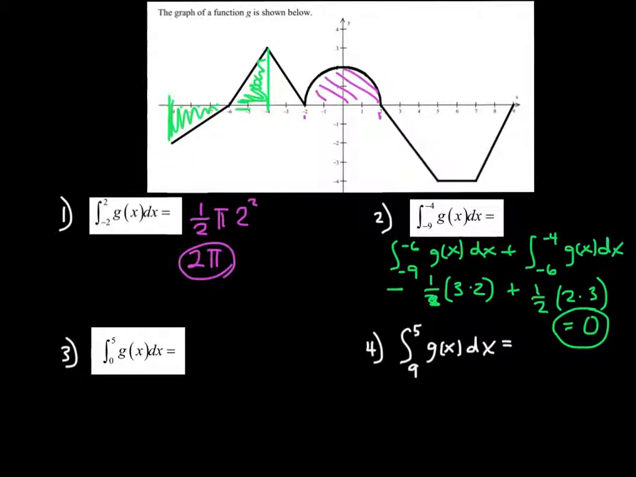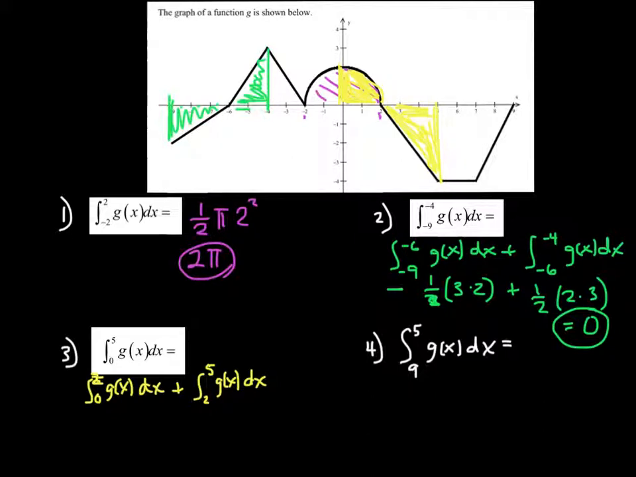All right, let's move on and look at number 3. This time I'm looking from 0 to 5, the integral from 0 to 5. Okay, so I have just this much of the semicircle and then this triangle down below. All right, so obviously if I have half of a semicircle, we're talking about a quarter circle. So the integral, again, I could break this up and say the integral from 0 to 2 of g of x dx plus the integral from 2 to 5 of g of x dx.